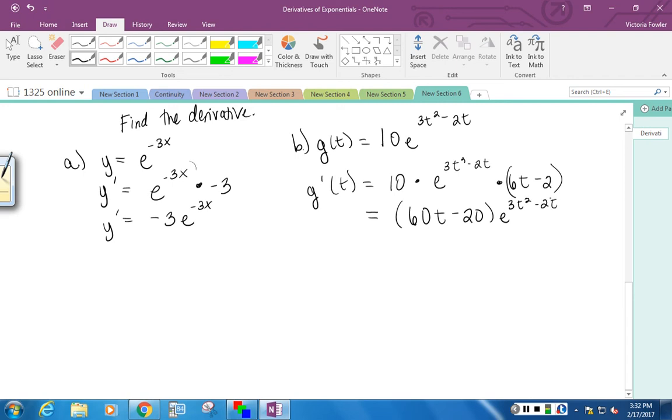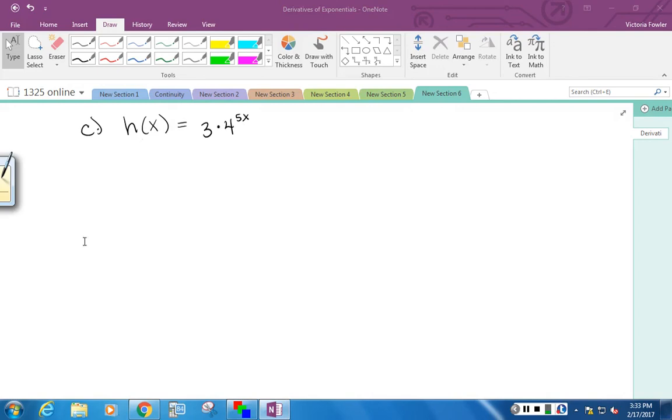And so I've got the quantity 60t minus 20 times e raised to, and this is all in the exponent, superscript, 3t squared minus 2t. And that's our derivative. Okay, let's make it more interesting.